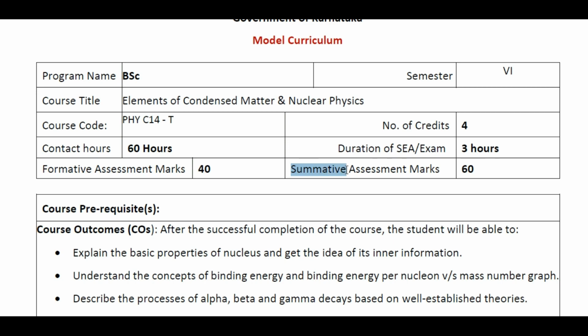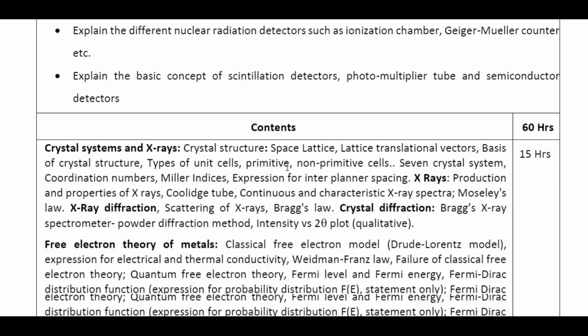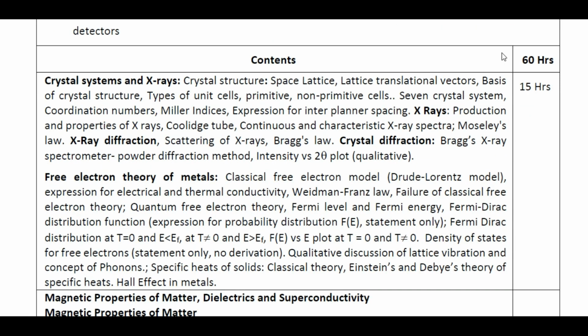So a total 100 marks paper, 4 units, and total contact hours is 60. So 60 divided by 4, 15 hours each unit. The first unit is on crystal systems and X-ray, and free electron theory of metals. Based on these two topics, the other contents are mentioned. So it is for 15 hours, the first unit.